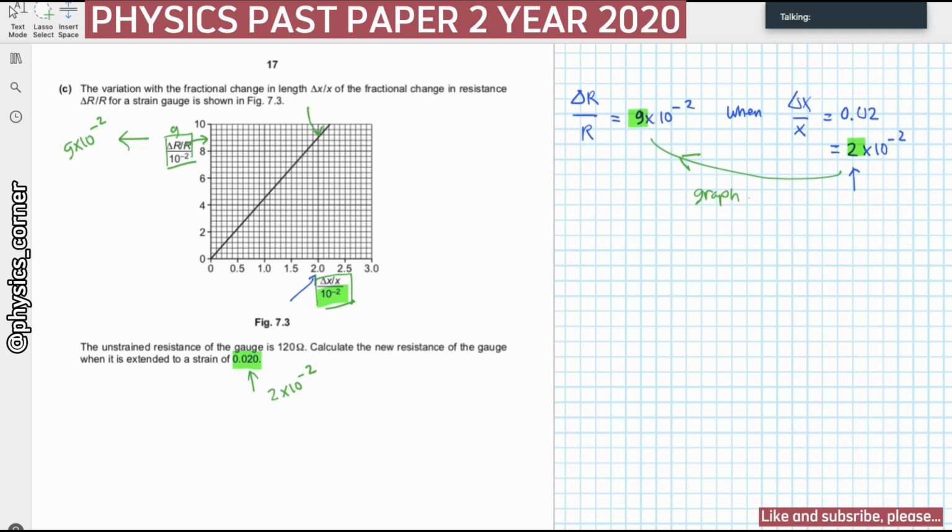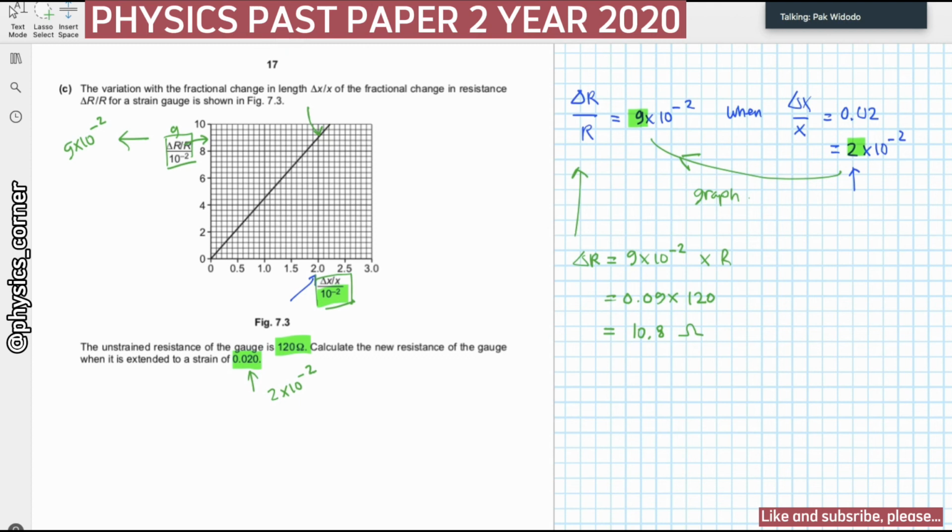So the question was to calculate the new resistance. If we multiply, delta R equals 9 times 10 to the power negative 2 times R, or 0.09 times R, which is 120. So this equals 10.8 ohms.